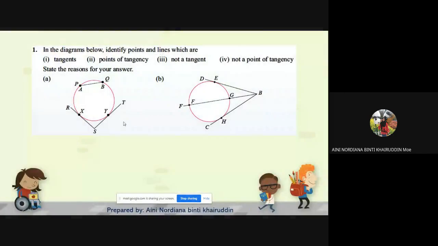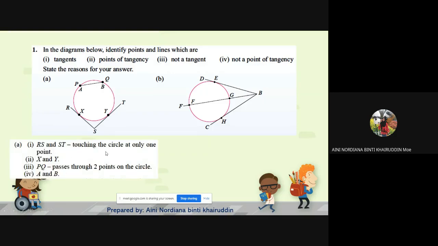Okay, we continue. To identify tangent, the line of tangent only intersects at one point at the circumference. So in this diagram, only RS and ST are tangent. So RS, ST tangent, point of tangency, point at the circumference, so X and Y. Not a tangent, line AB, okay, AB because it intersects 2 points, so not a point of tangency, point A and point B.